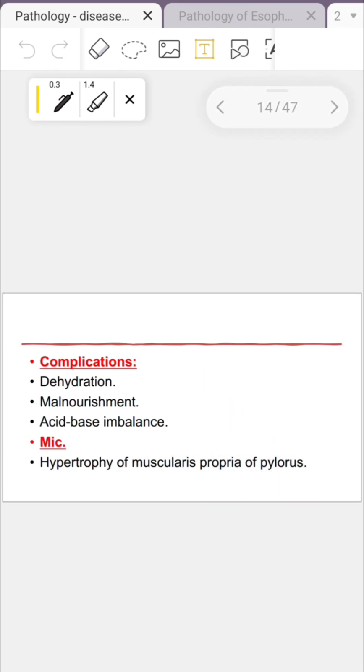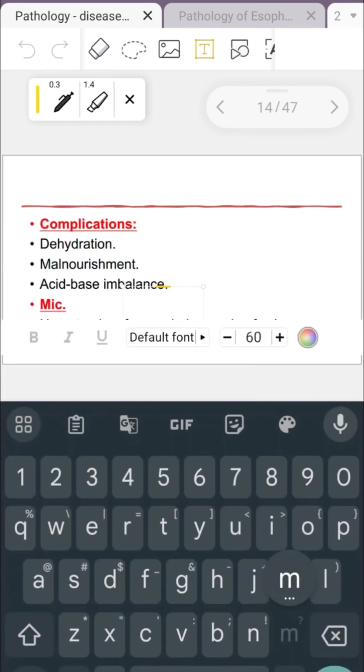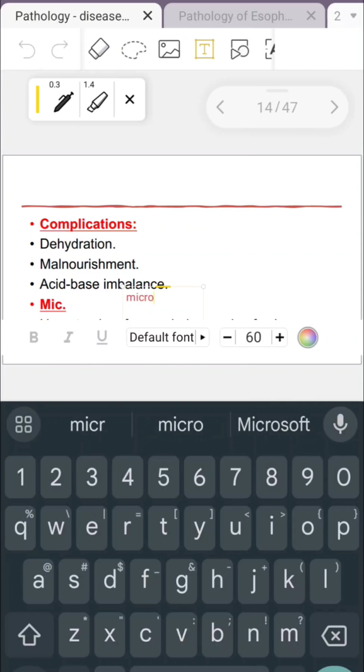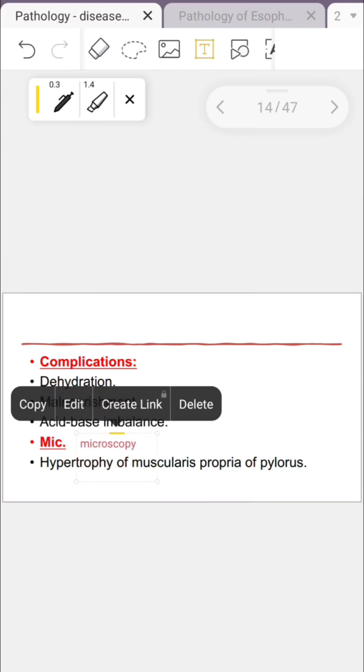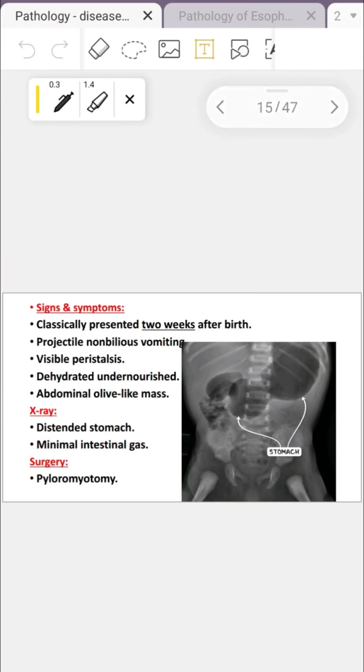Microscopically, we can identify hypertrophy. It is nothing more than hypertrophied smooth muscle fibers at this region, at the sphincter. The treatment is pyloromyotomy. Classically, we said two weeks, projectile non-bilious vomiting, and an abdominal olive-like mass. On X-ray you can identify a distended stomach with gas, gastric distension with minimal intestinal gas because of the obstruction. Okay, that is pyloric stenosis.